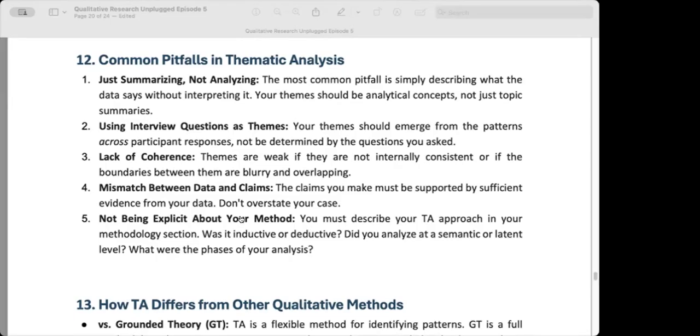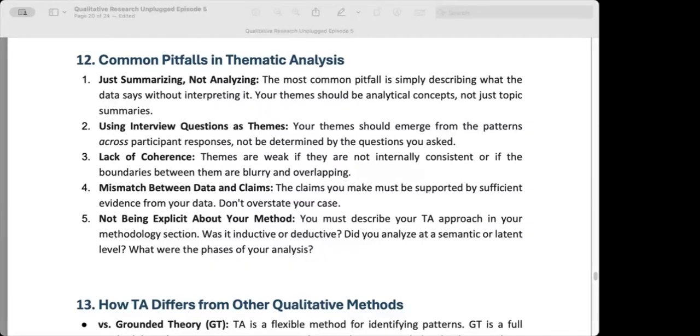Each theme needs to have a clear, distinct essence that justifies its existence as a separate analytical construct in your overall narrative. Keep the themes distinct and internally consistent. Makes sense. 4. Mismatch between data and claims. This pitfall occurs when the analytical claims or interpretations you make in your report are not strongly and sufficiently supported by the empirical evidence presented from your data. You simply cannot overstate your case or draw grand conclusions that aren't clearly and demonstrably grounded in your empirical material.